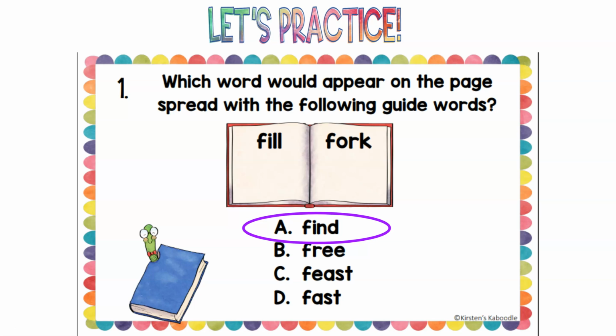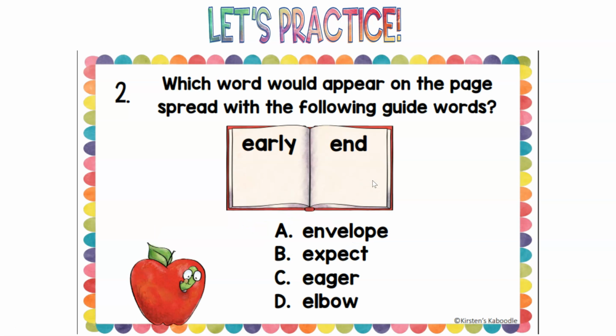Wonderful job. Find falls between fill and fork alphabetically, so it would be found on this page spread. Let's try another. Which word would appear on the page spread with the following guide words, early and end? Is it envelope, expect, eager, or elbow? Pause right here to make an answer choice. If you said elbow because it falls between early and end alphabetically, you are correct.